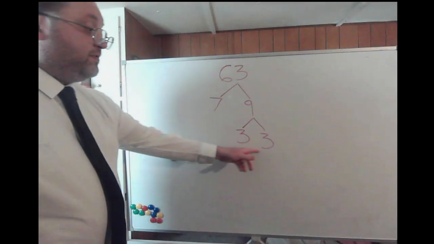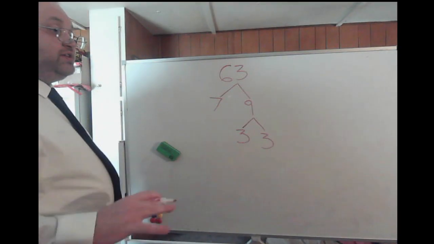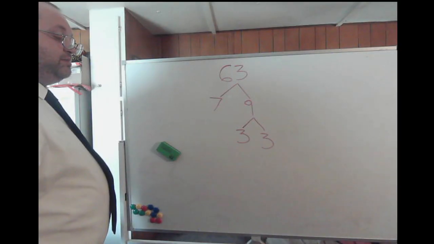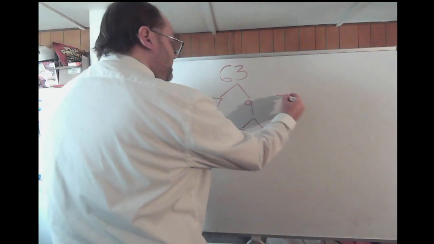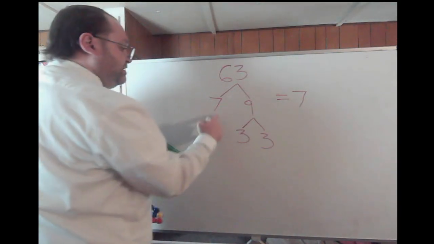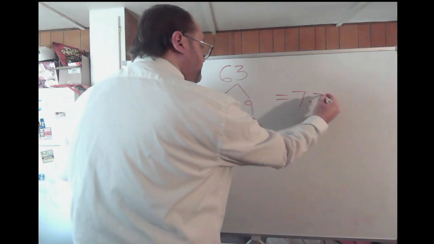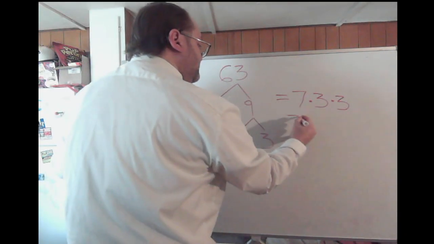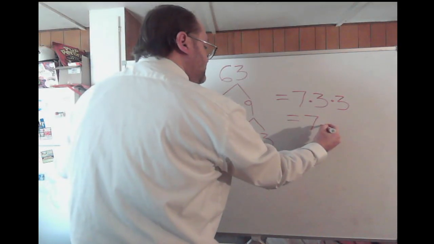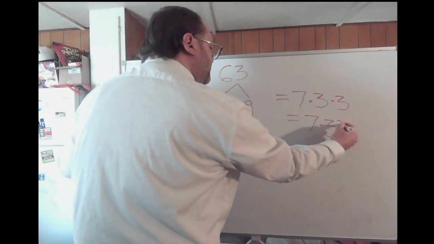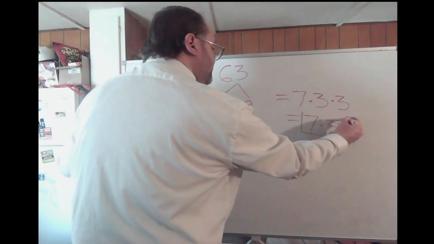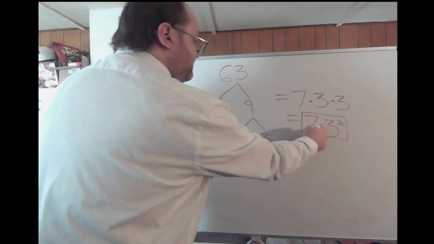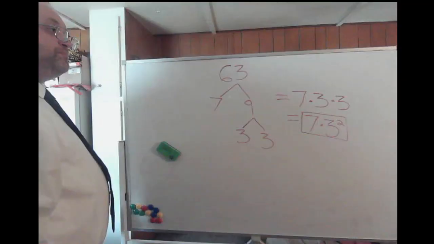Can we do anything further with the 3s? We can't do anything further with them because they're both prime numbers. Both 3s are prime numbers, so therefore your prime factorization is 7 times 3 times 3. Or if you want to simplify that, it would be 7 times 3 squared. 7 times 3 to the second power, because you have two 3s. That would be your prime factorization, 7 times 3 to the second power.